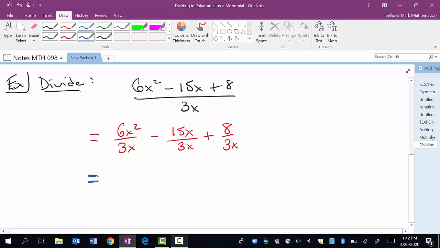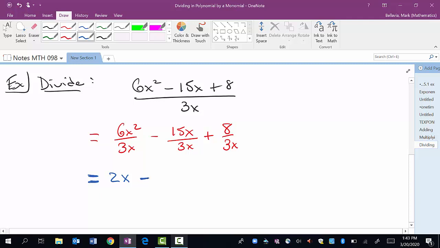To remember to simplify, you're going to divide the coefficients by the coefficients and the same variables with the same base by the same variables with the same base. So here I have 6 divided by 3 will give me 2. x squared divided by x. Remember, when you divide, you subtract the exponents if you have the same base. So 2 minus 1 makes this x to the first power. You can almost think of that as canceling one of them out if you'd like.